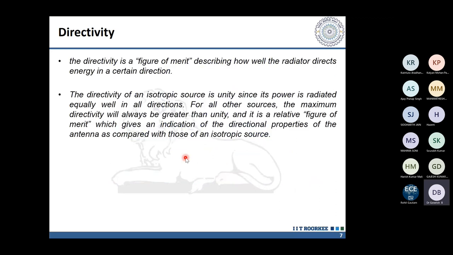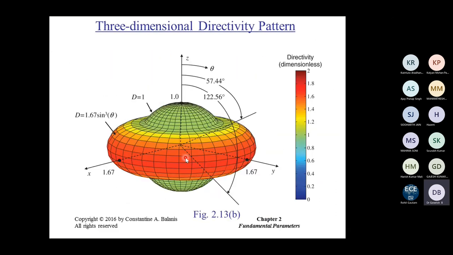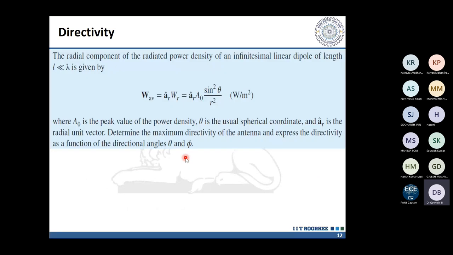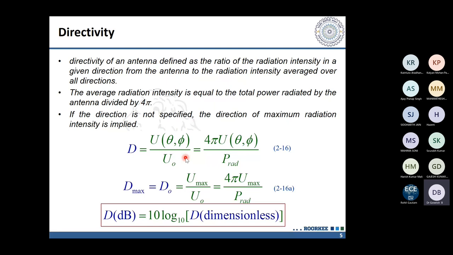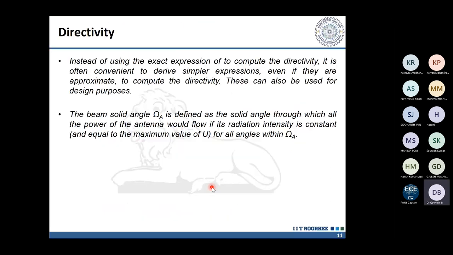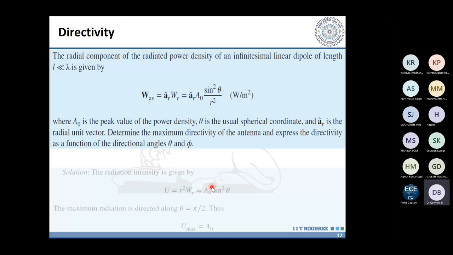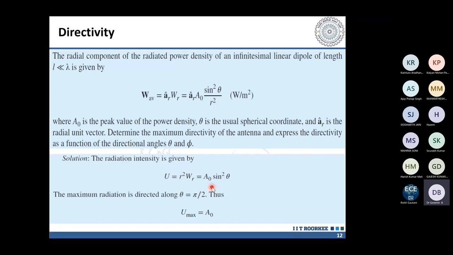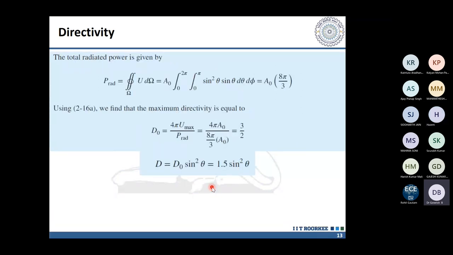Then we saw how to calculate directivity using the exact expression. That is basically you calculate P radiated. The radiation intensity is given, so P radiated will be calculated, and once you have calculated P radiated, you can calculate directivity. Very often, if the direction is not specified, it is assumed that the directivity is in the direction of maximum radiation. And yesterday we took some problems and tried to solve how the directivity is calculated from the exact expression.